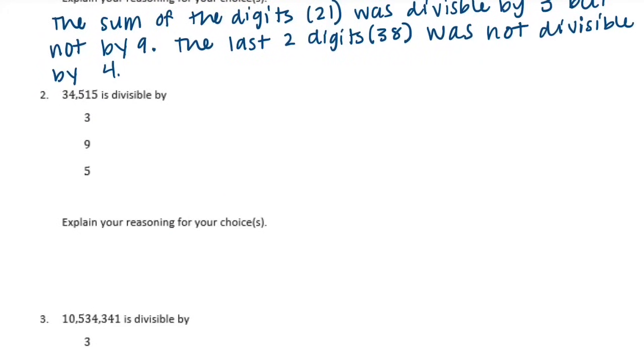$34,515 is divisible by 3, 9, or 5. So just looking at it, it ends in a 5. So I know it's divisible by 5, because if it ends in a 0 or 5, it's divisible by 5. So let's work on 3 or 9.